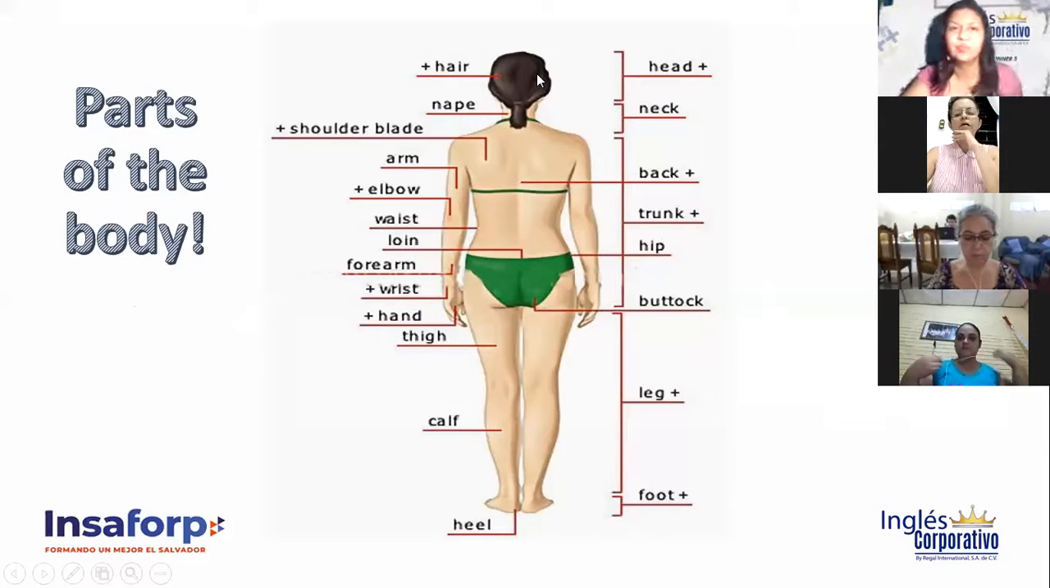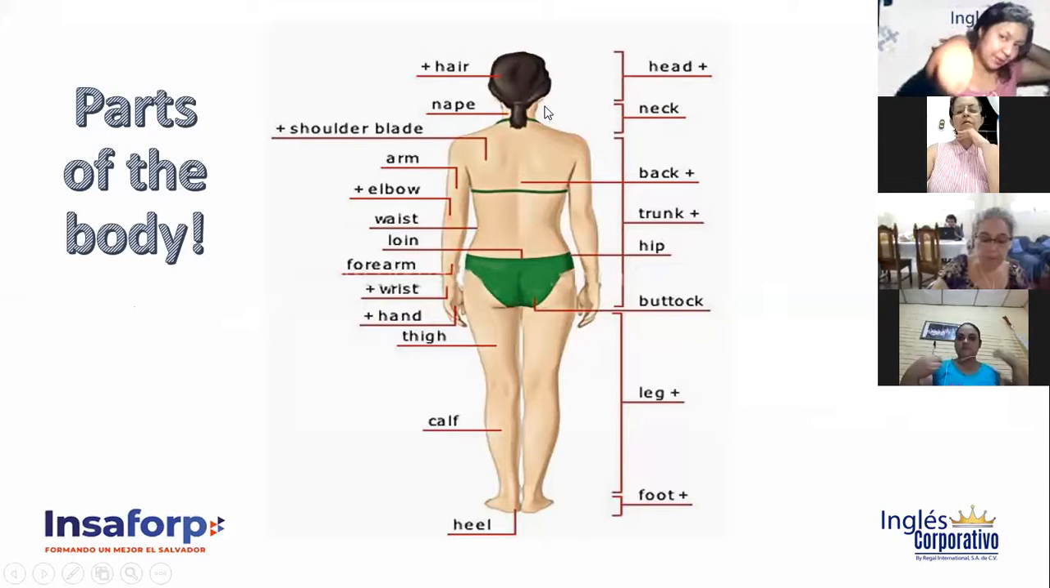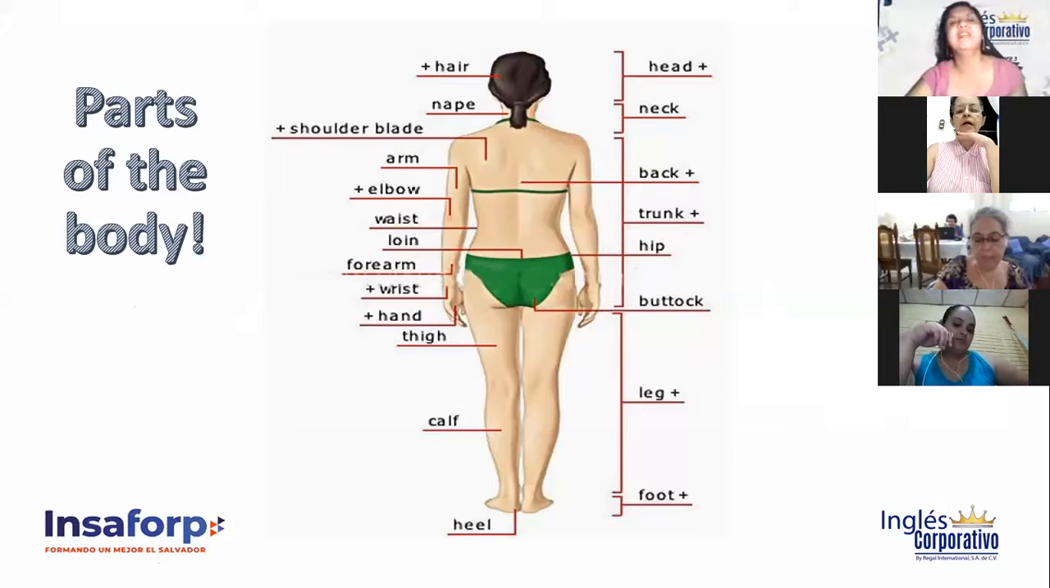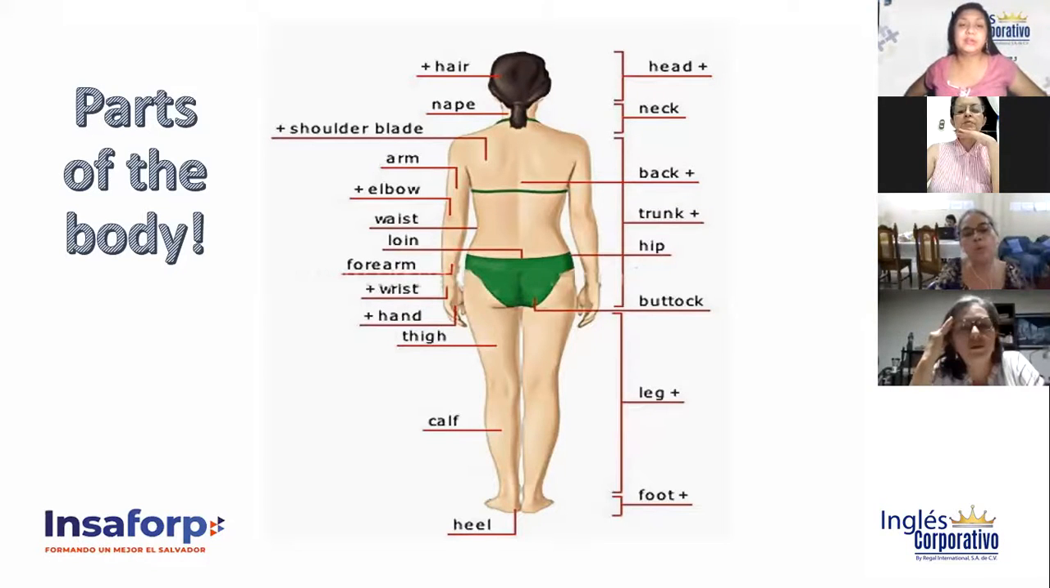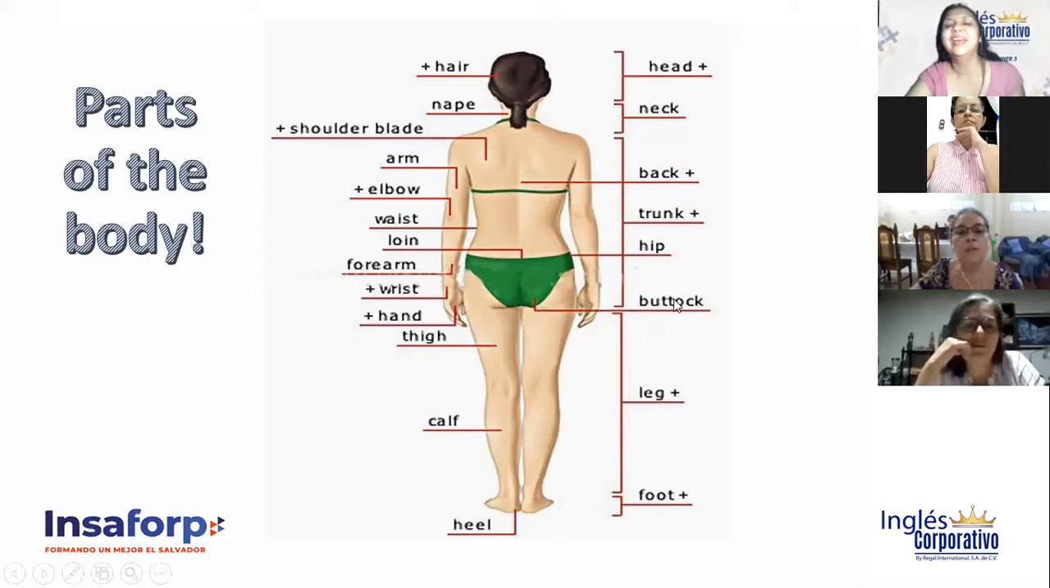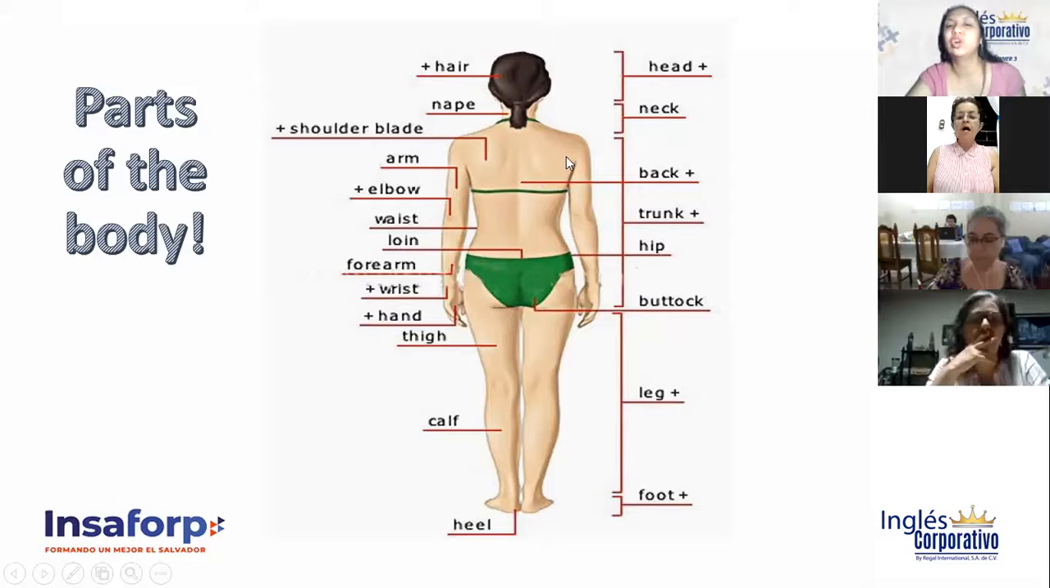Hair. Okay, your nape, the back of your neck. Then we have the shoulder blade, arm, elbow. Also, we have your forearm, your wrist. And all of this is your head. This is your neck. Then you can see the back, and at the lower back we have the loin. This part is your butt, or your buttock, your hip. And all of this is your trunk, okay?